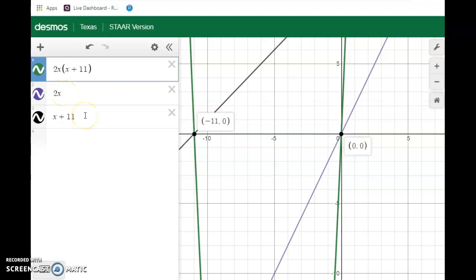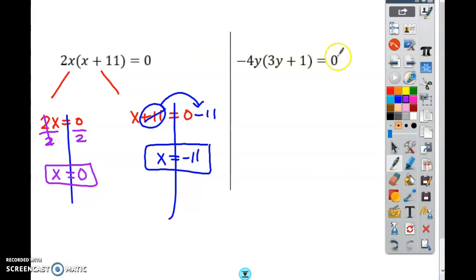Go ahead and do the last problem. Okay, you go ahead and do this one. When you finish, go ahead and start the quizzes. Let me know when you're done so I can give you the code.